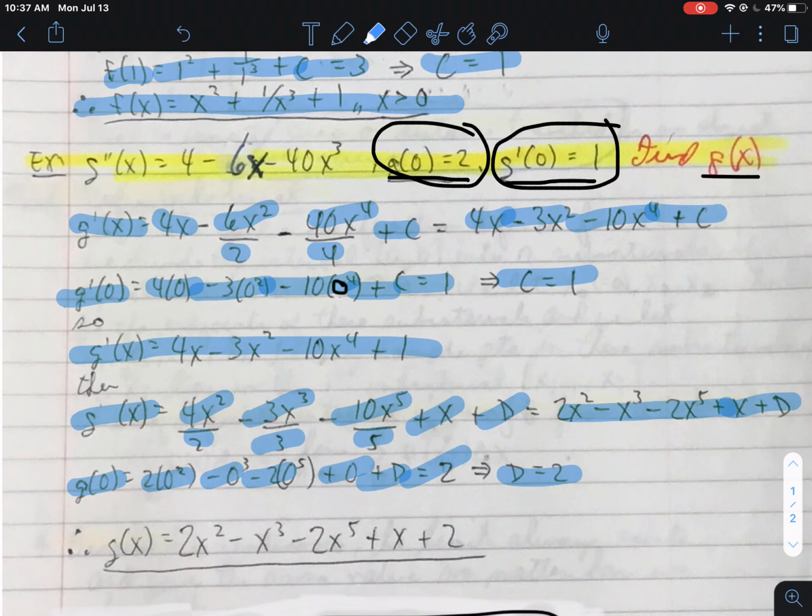I mean, polynomials are always nicer to work with. And then once I have my d value, again, I'll plug that into the general function g that we just had. So then we have our function g of x, 2x squared minus x cubed minus 2x to the fifth plus x, and then substituting 2 in place of d. Right. So again, that tends to go pretty well, especially with the polynomials, you know, the power rule.